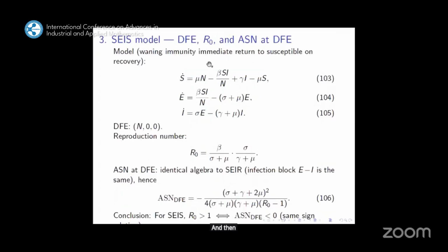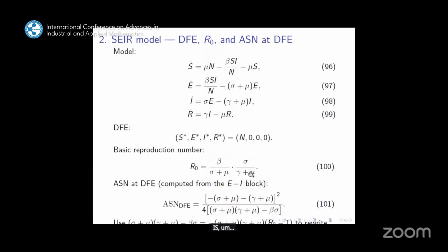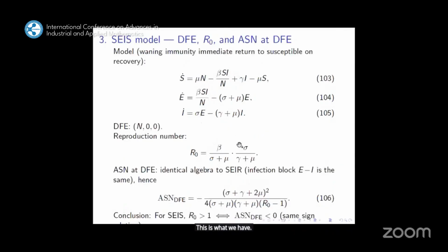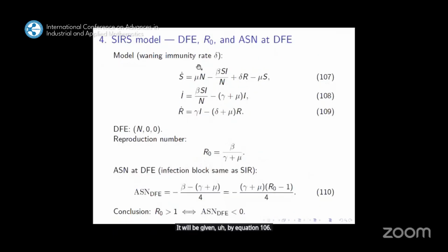And then for the second case, for the SEIS, this is what we have. The reproduction number will be given by this. And in terms of the Atangana strength number, it will be given by equation 106. So we do the same also for the SIRS. And we see that this is where the R0 will appear, in equation 110.